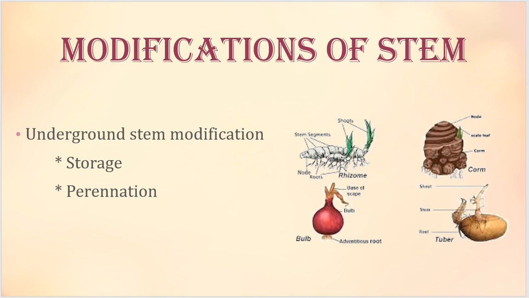And they have buds. They have too many buds on them. So all these buds will produce the shoot system later. And they are completely branched. Rhizomes are highly branched. Right? So these are the characteristics for differentiating a rhizome.